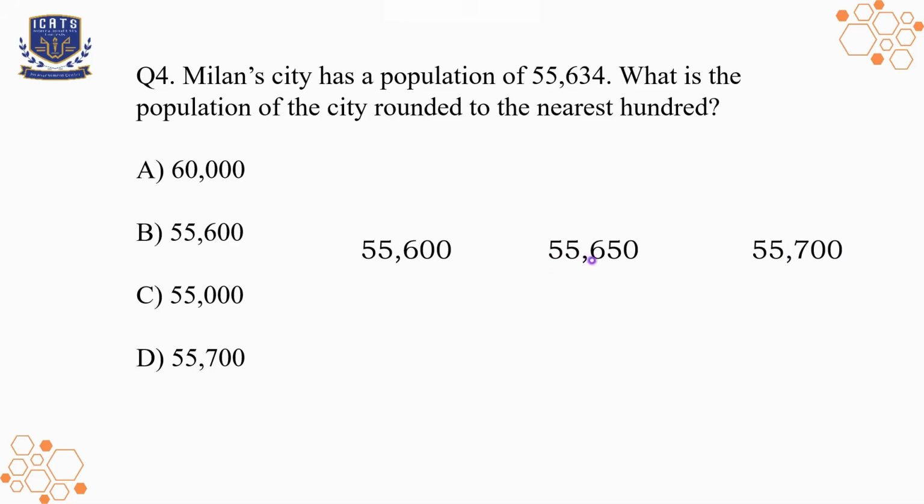It's 55,650. As 55,634 lies before 55,650, we will round our original number towards 55,600. So we will select option B here. The population of the city rounded to the nearest hundred is 55,600.